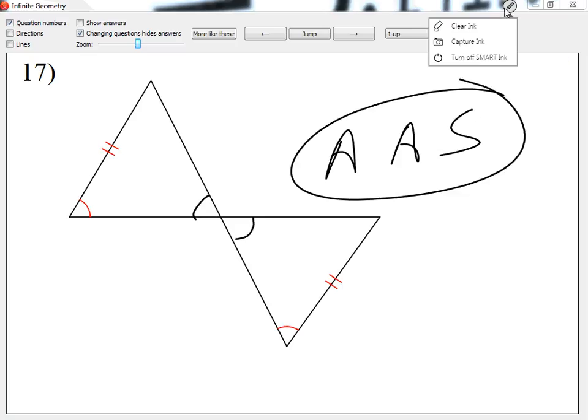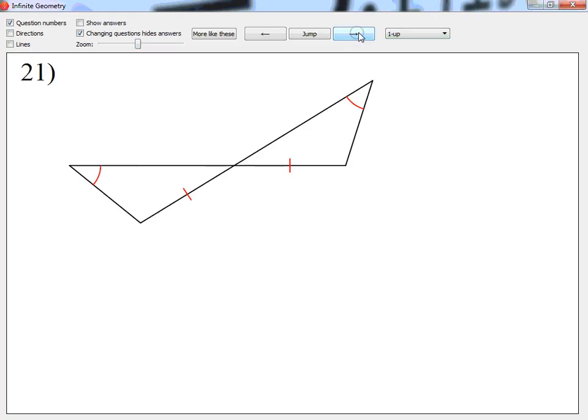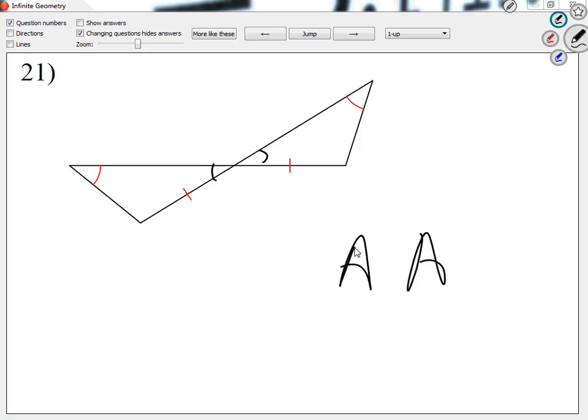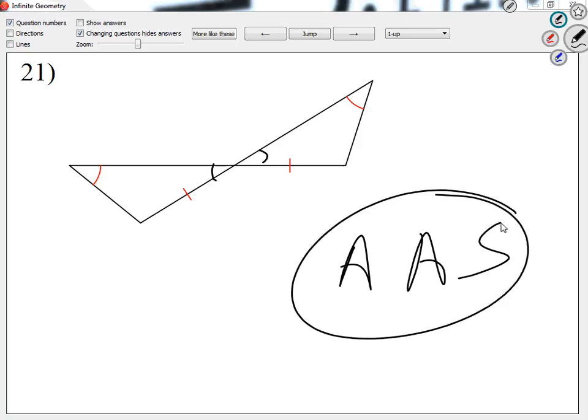And then lastly, Jose, you said 21? Yeah. We can mark that angle. Now, my question to you, does each triangle have two angles or two sides? Two angles. Is the side between the angles? It is not. So like that.